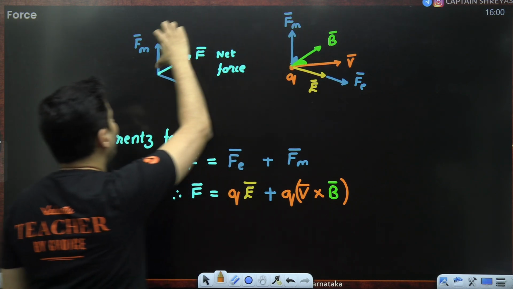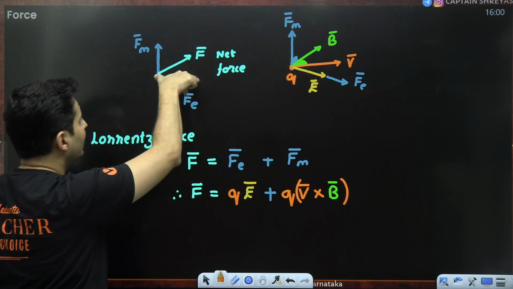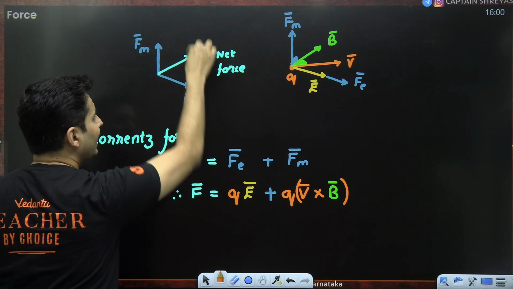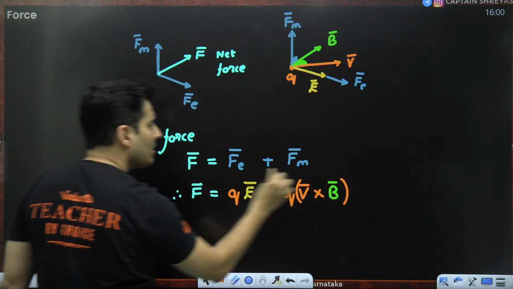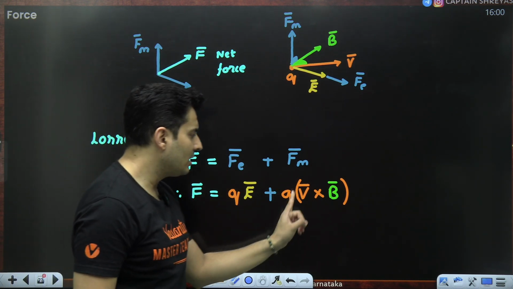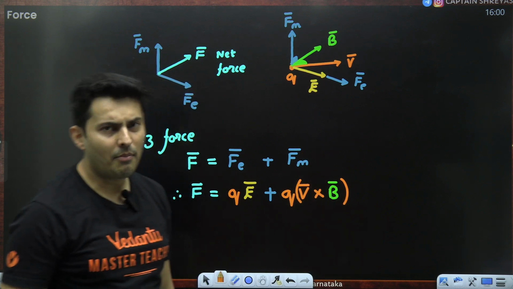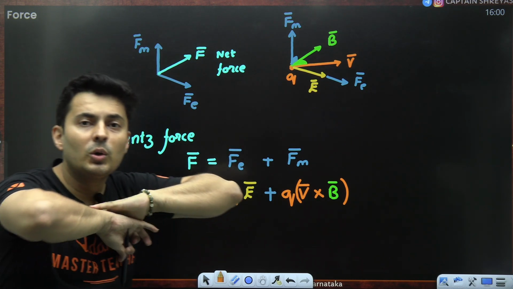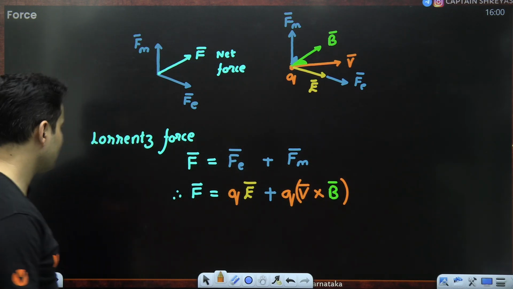So you have the magnetic force, you have the electric force, you take the vector addition of both of them, and that net force is called the Lorentz force. Charge into electric field plus charge into velocity cross the magnetic field. That is the total force on a charged particle due to any electric and magnetic fields.